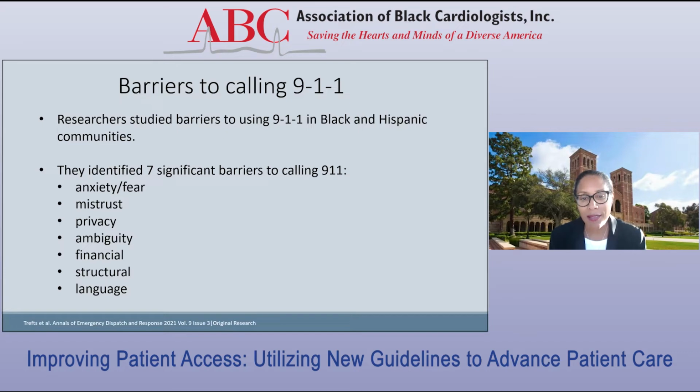Researchers looked at some in a Black and brown community, Black and Hispanics. They looked at barriers via focus group, focus testing, asking the people who live in those communities. This is a classic scenario of an acute coronary syndrome. If this was happening to you, would you call 911? Those who said, no, I wouldn't, they asked them, what are the reasons? They were able to identify 7 significant barriers to calling 911.